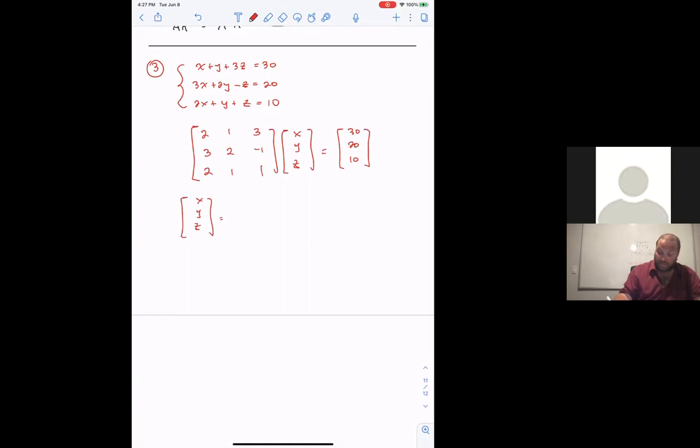So what is X, Y, Z? X, Y, Z is the inverse of that matrix times 30, 20, 10. What's the inverse? No problem. Second matrix. Edit. We got a 3 by 3, 1, 1, 3, 3, 2, negative 1, 2, 1, 1. Uh-oh. My numbers are correct. Second matrix quit. Second matrix, A inverse, not bad. Negative 1.5, negative 1, 3.5, 2.5, 2, negative 5.5, 0.5, 0, negative 0.5.